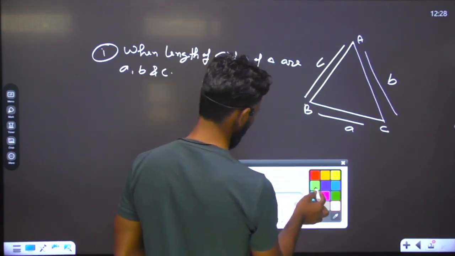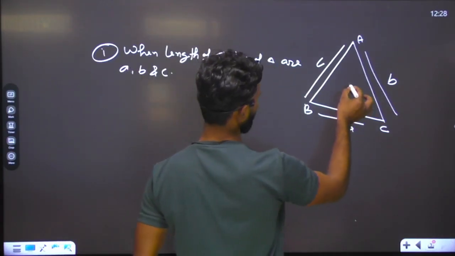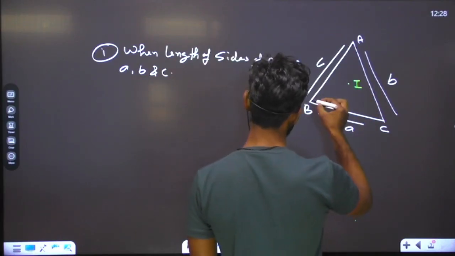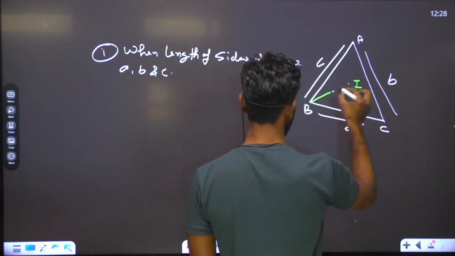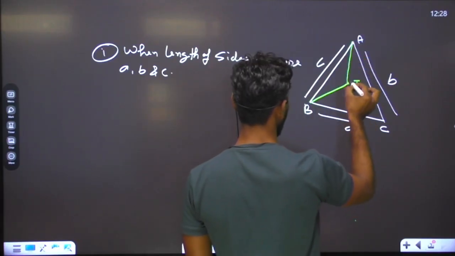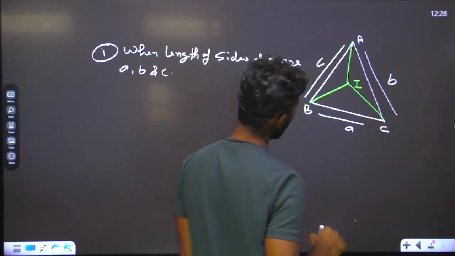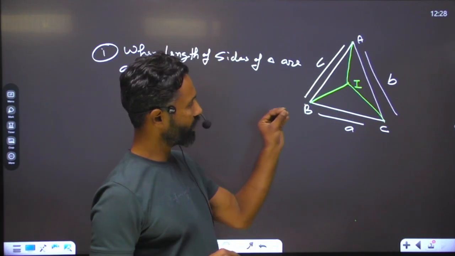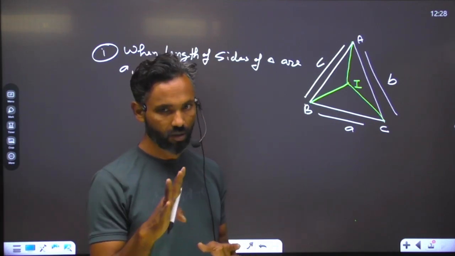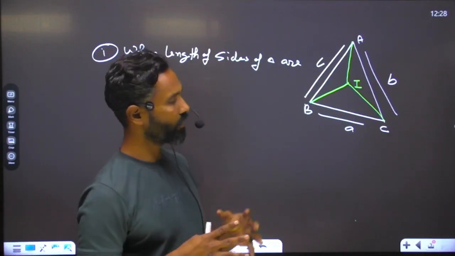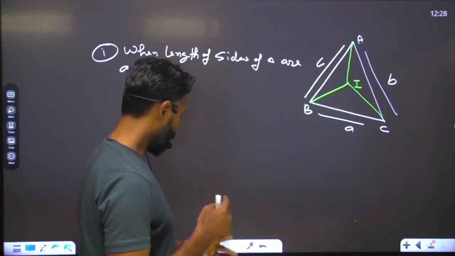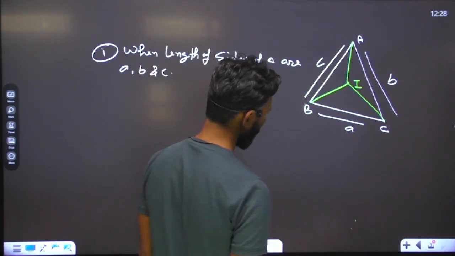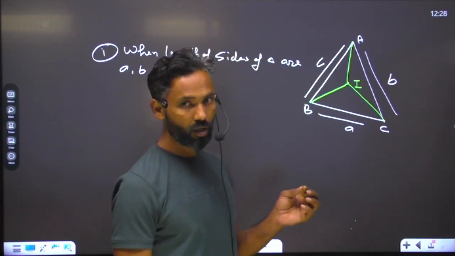As we know, there must be an incenter. Suppose this is the incenter. Now if I join vertex B, vertex A, and vertex C with the incenter, these will definitely be the angle bisectors. And now the triangle is divided into 3 parts. These 3 parts are not equal parts. And we have discussed that the inradius will be making a 90-degree angle with each side.